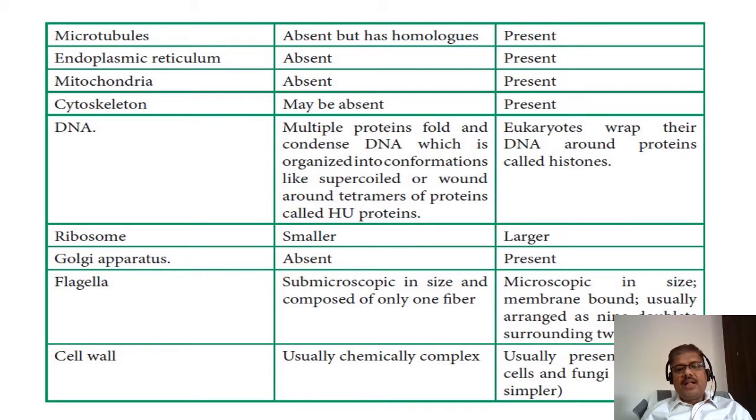The flagella in prokaryotes are submicroscopic in size and composed of only one fiber, whereas in eukaryotes they are microscopic in size, membrane bound, and usually arranged as 9 doublets surrounding 2 singlets. The cell wall is chemically complex in prokaryotes, whereas it is present in plant cells and fungi, where it is chemically simpler.